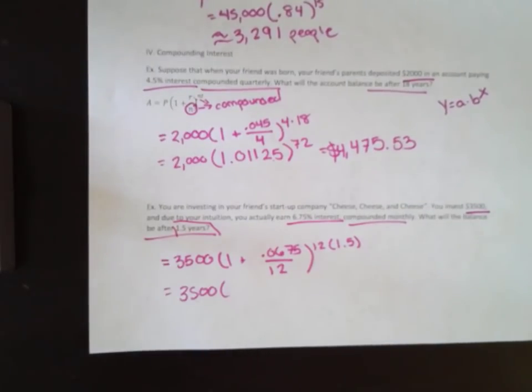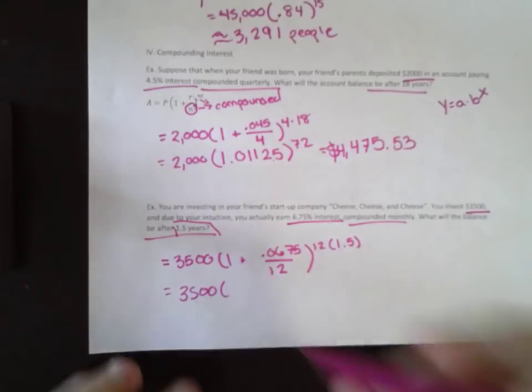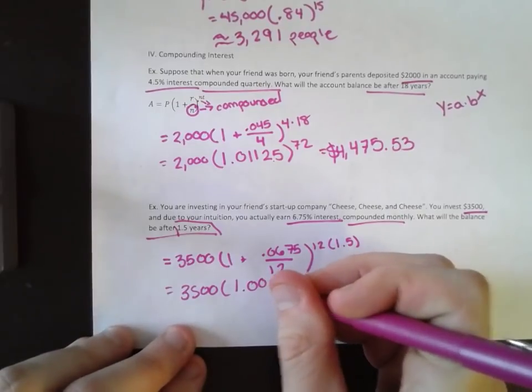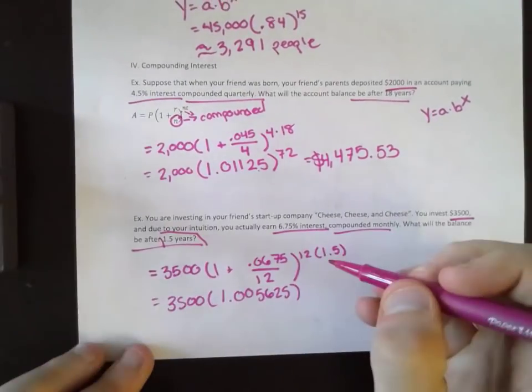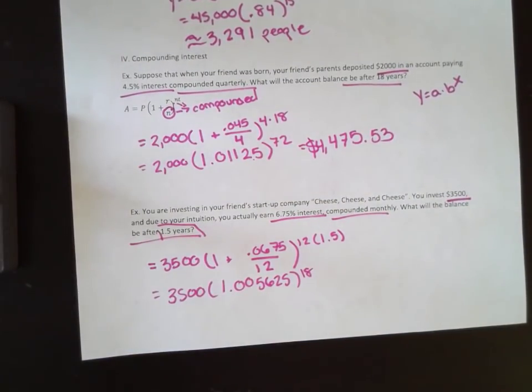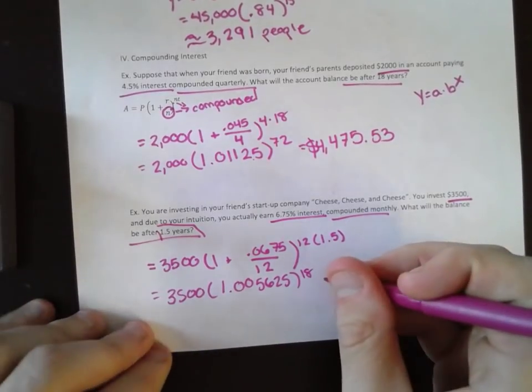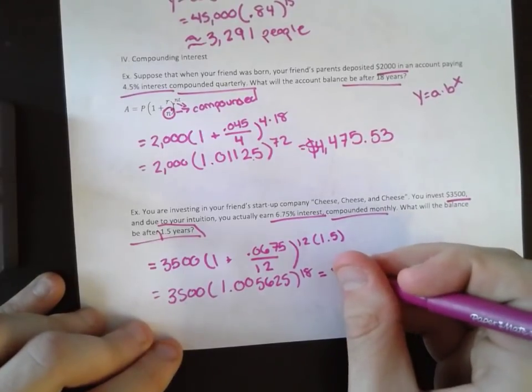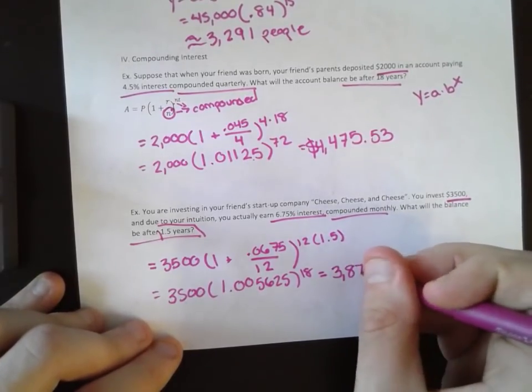If I do 0.0675 divided by 12, I get 0.005625. I'm going to add that to 1. I get 1.005625. If I do 12 times 1.5, that's going to be 18. So I'm going to raise 1.005625 to the 18th power. And then I'm going to multiply that number times 3,500. And I'm going to get 3,871.